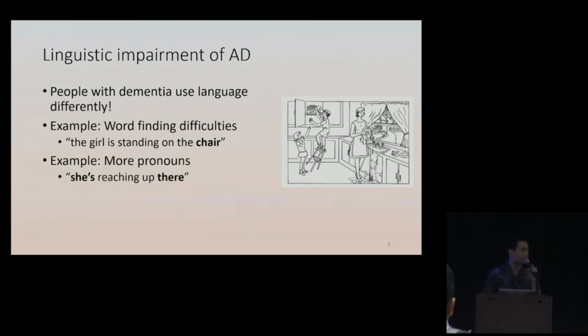Another example is they use more pronouns. So instead of the girl is reaching for the cookie jar, they might say she's reaching for it or she's reaching up there. And they produce less complicated sentences overall. So all these features give us a lot of information about the degree of dementia that somebody has from this speech.